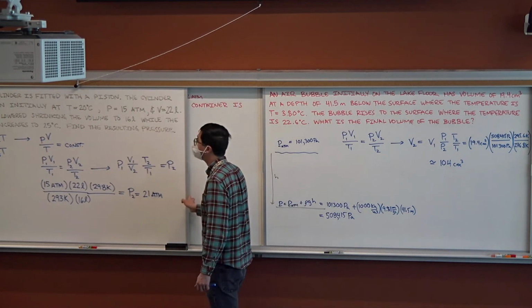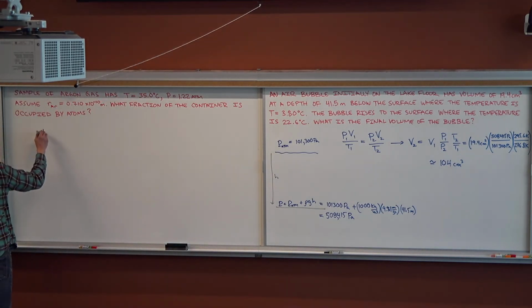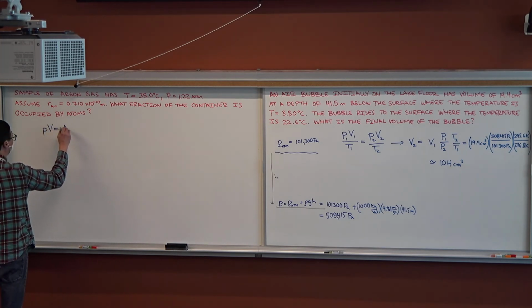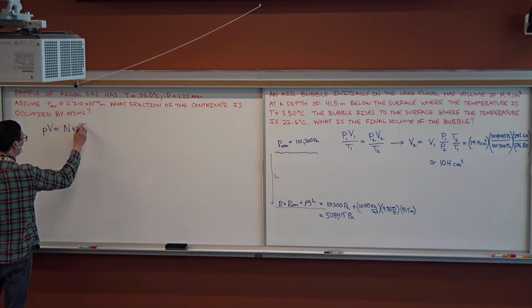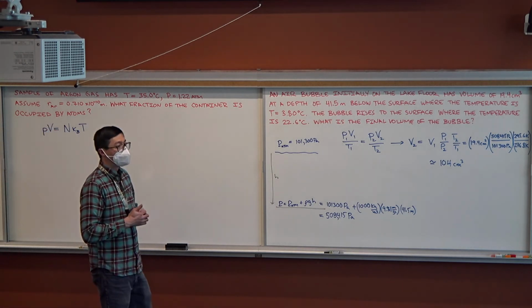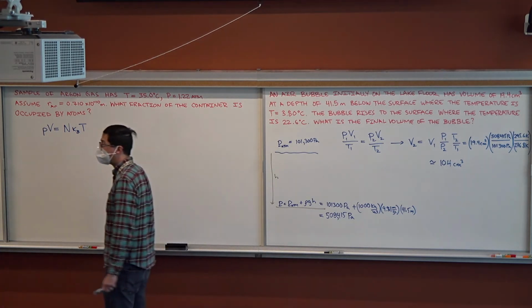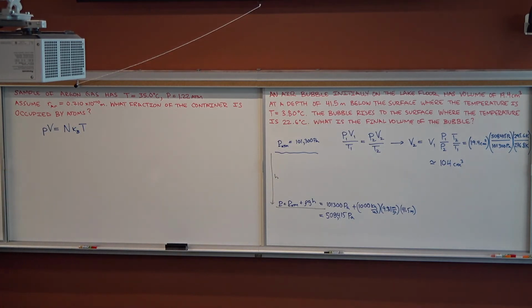So let's take that approach. This time we should use the second equation, PV equals NkBT. So what don't I know? What makes this problem hard? I don't know the volume of the container, right? And so what should I bring over to the other side of this?